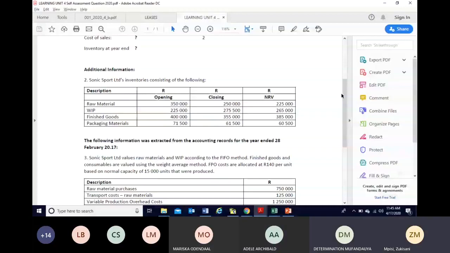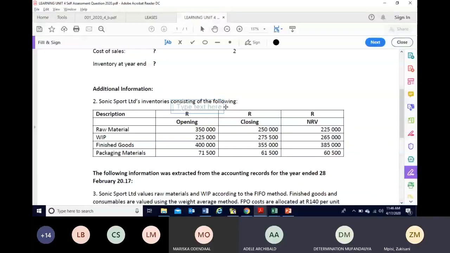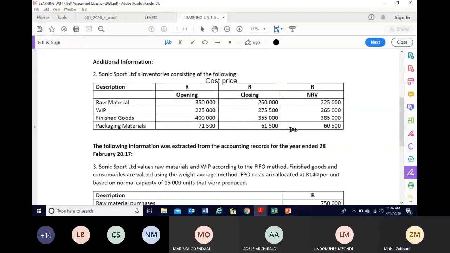Right. One thing that I want us to quickly take note of is that this part here of opening and closing is actually the cost price. So this is actually the cost price, and the NRV is the net realizable value. So that's something that I want you to take note of in terms of these two columns. So the net realizable value is only compared to your closing and not your opening. So your opening, the net realizable value is only compared to your closing balance.